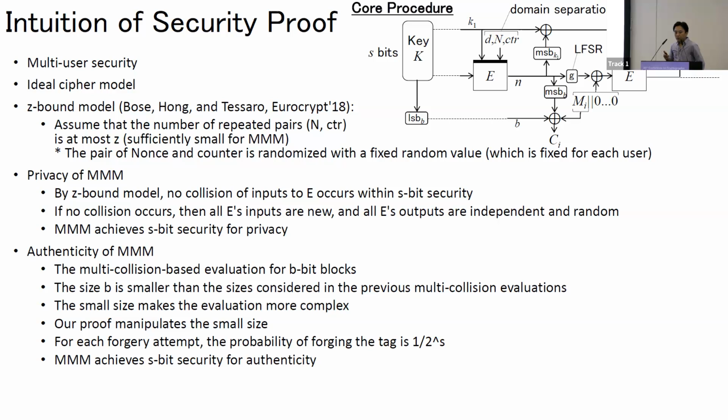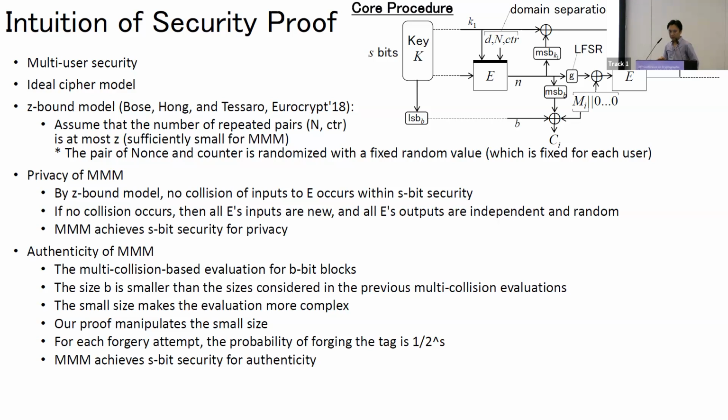Then, regarding the privacy of M, by the property of the Z-bound model, we can ensure that no collision of inputs to the block cipher occurs within S-bit security. And if no such collision occurs, then all block cipher inputs are new, and as a result, all block cipher outputs are independent and random. So as a result, M achieves S-bit security for privacy.